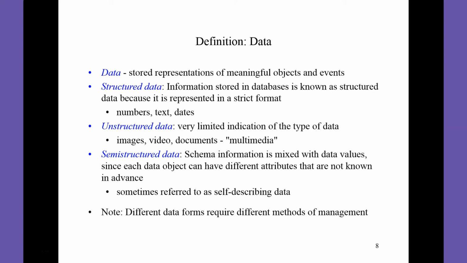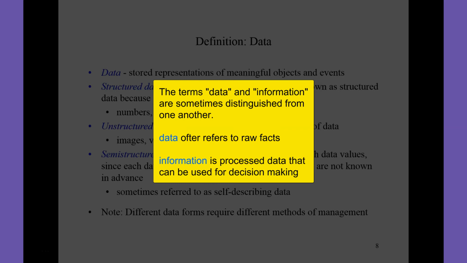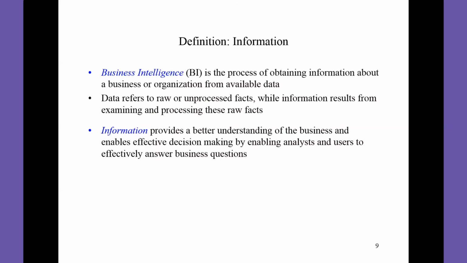Data by itself is generally not very useful. It is only after the data has been processed, summarized, and organized that it becomes useful for decision makers and knowledge workers. We make a distinction here between data and information. Processed data becomes information, and this can often be made available to users in the form of reports or graphical displays. Business intelligence, or BI, is the process of obtaining information about a business or organization from available data.